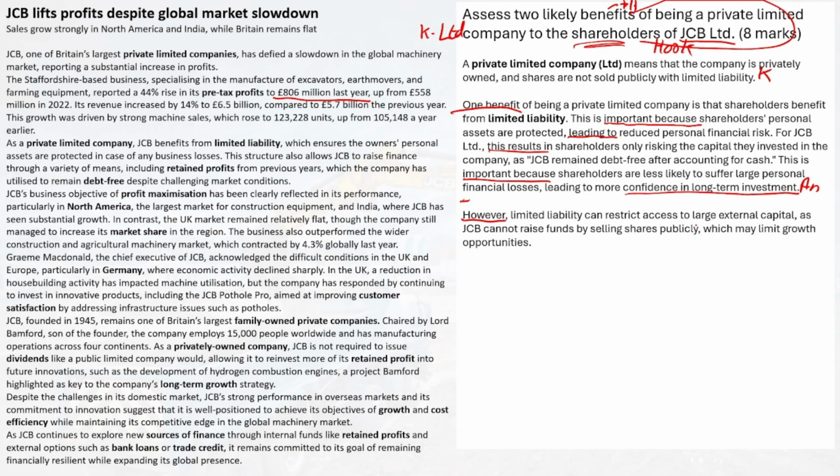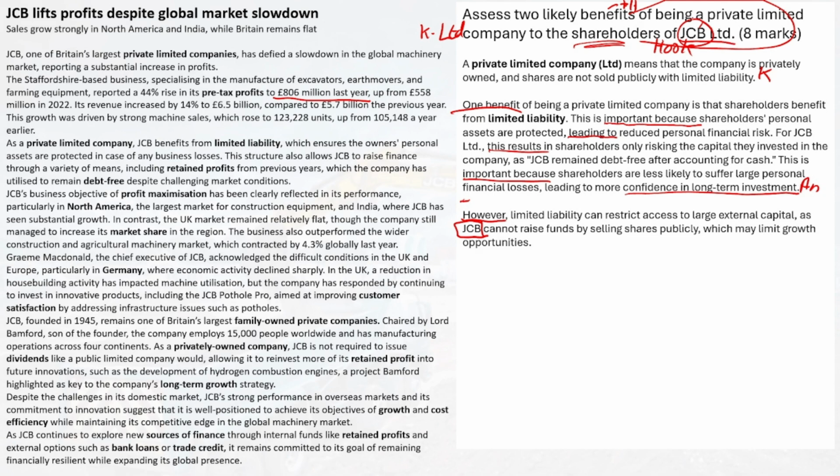Limited liability can restrict access to large external capital, as JCB cannot raise funds by selling shares publicly, which may limit growth opportunities. Now, this is a great example of something that sounds relatively technical, but it's abstract. JCB is not context because it is mentioned in the question. So that's not application. Raising funds, shares publicly, it's a bit of a repeat. And it's abstract. I could change the name of JCB to McDonald's, and it would still make sense. I'm not impressed with this, even though it is sort of a counter-argument.